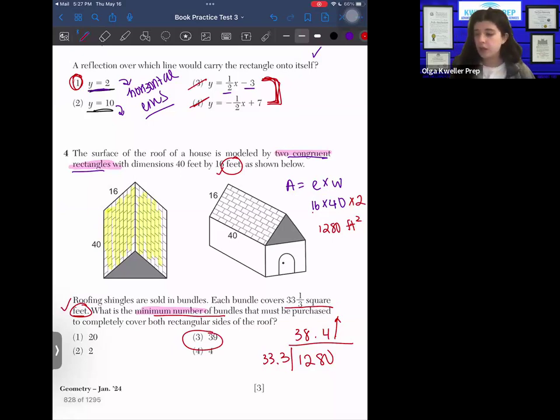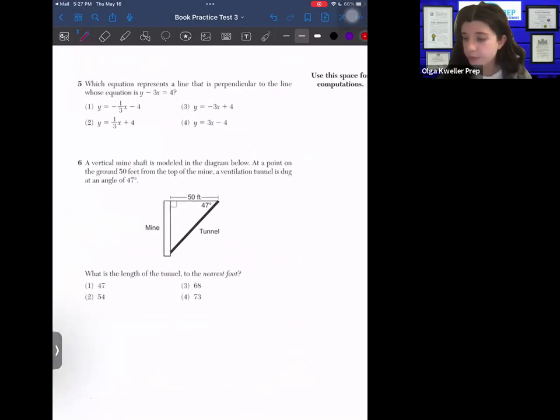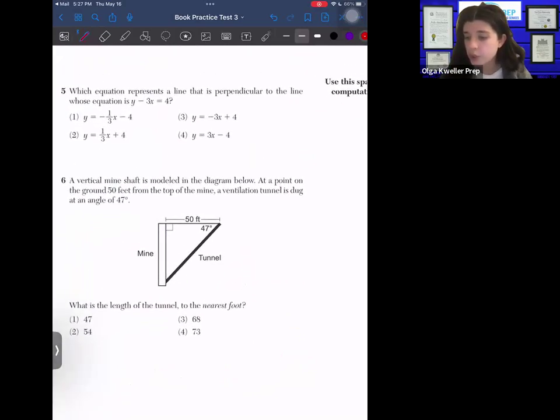All right. Moving on to number 5, we have which equation represents a line that is perpendicular to the line whose equation is the following? Okay, what do we know about perpendicular lines?